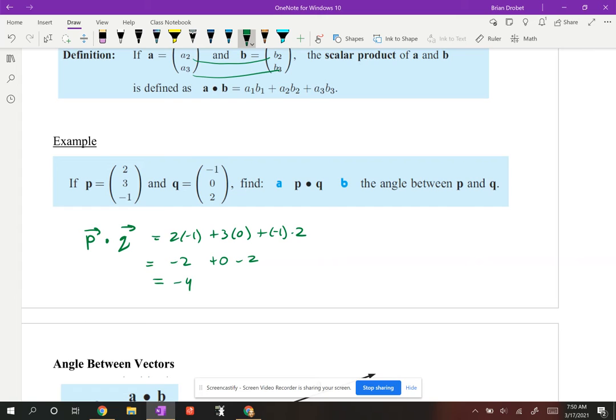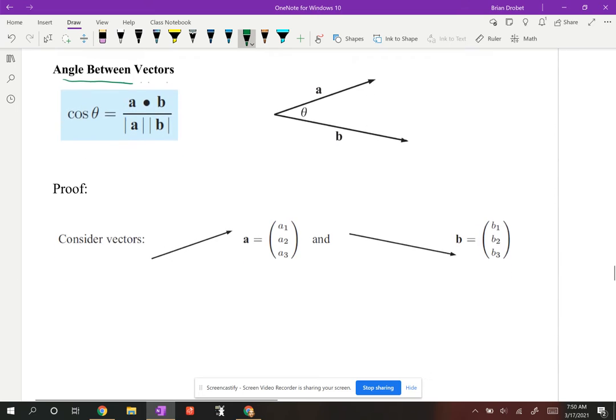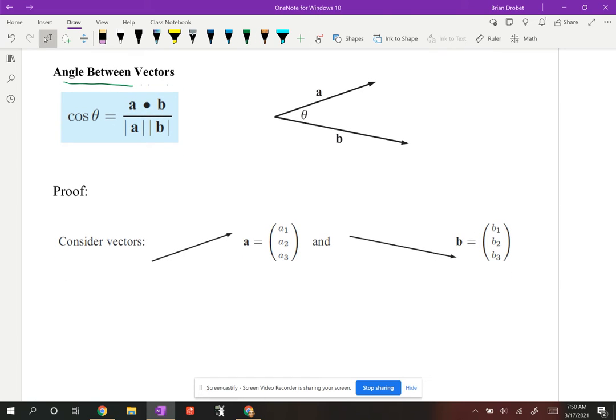Now in this example, they're also asking me to find the angle between P and Q. I haven't actually defined that yet. That's coming up right next, so let's jump to that right now. For the angle between vectors, we can define it as the dot product divided by the product of the magnitudes. So A dot B divided by the product of the magnitudes of the vectors A and B.